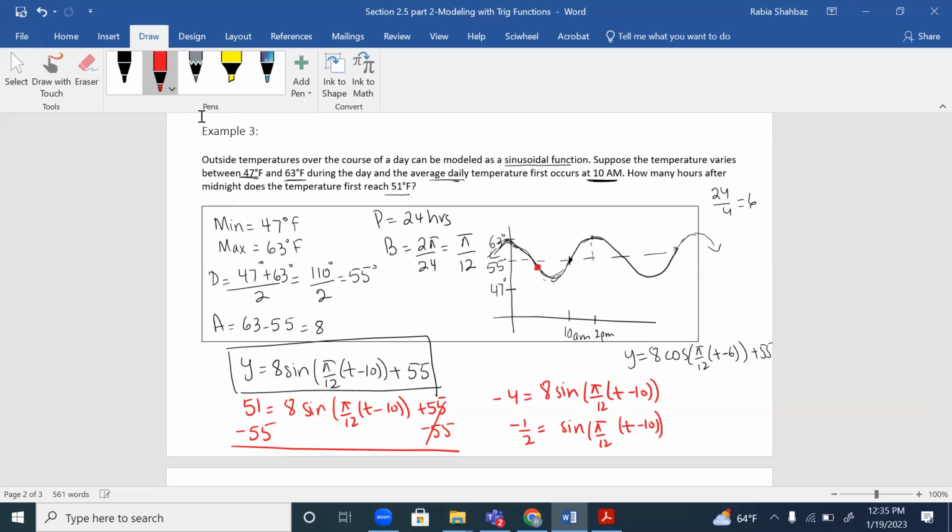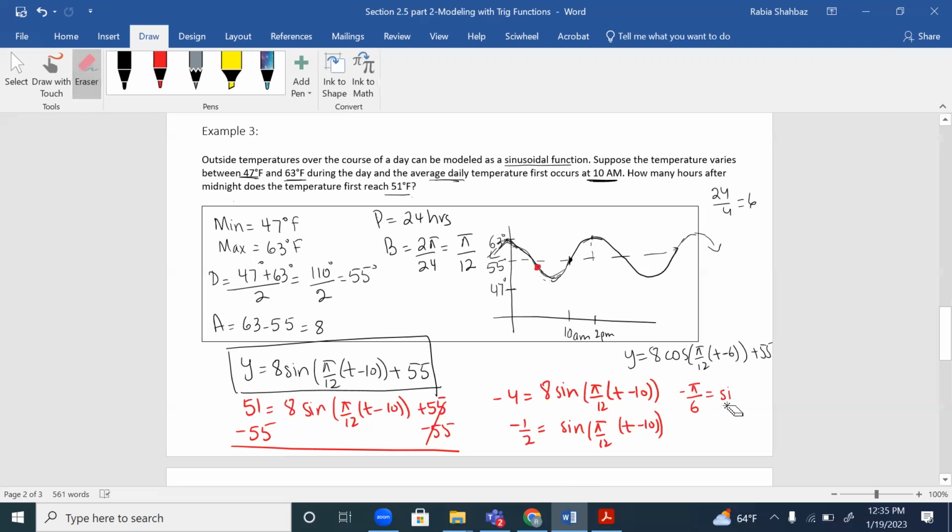Sine inverse of negative half is kind of ahead of time. We will talk about the inverse sine function, but just to quickly tell you, you are looking for the angle for which the sine value is negative half. So that angle is going to be negative pi over 6.